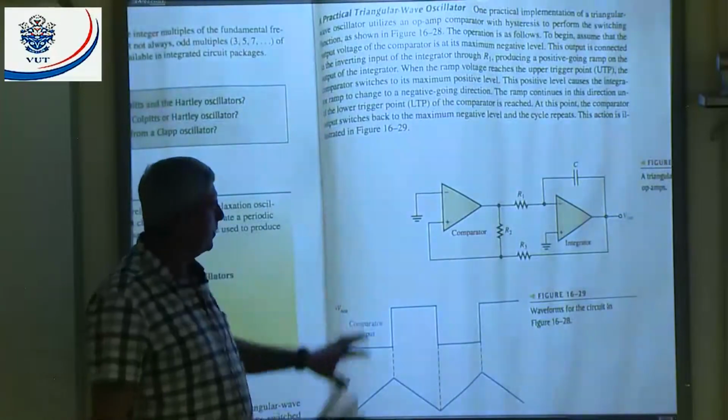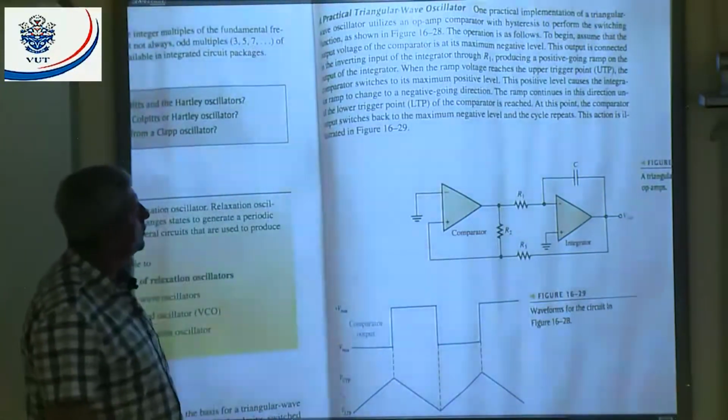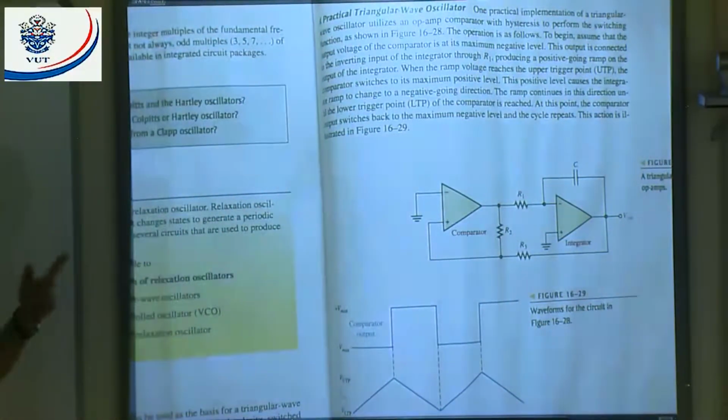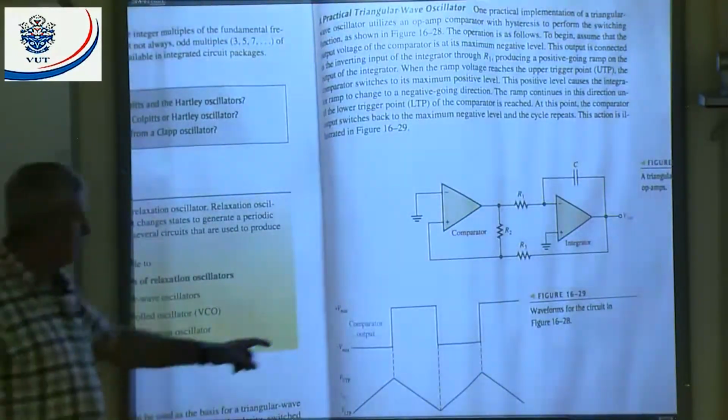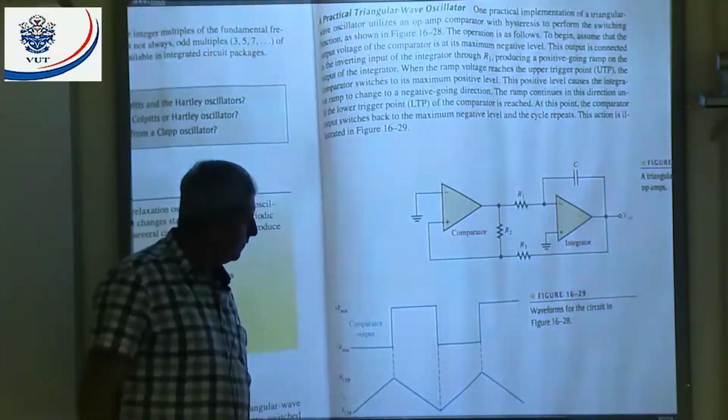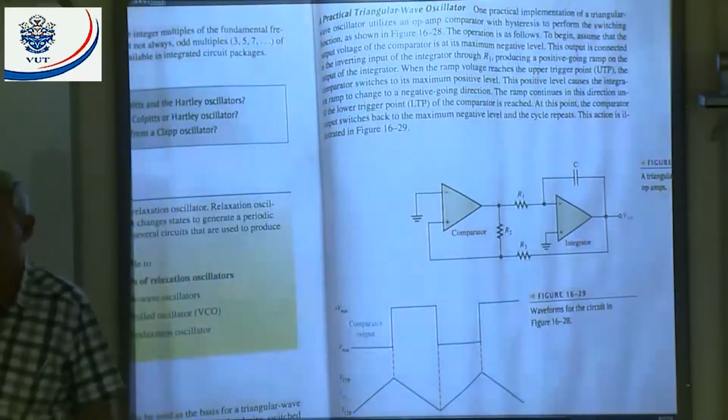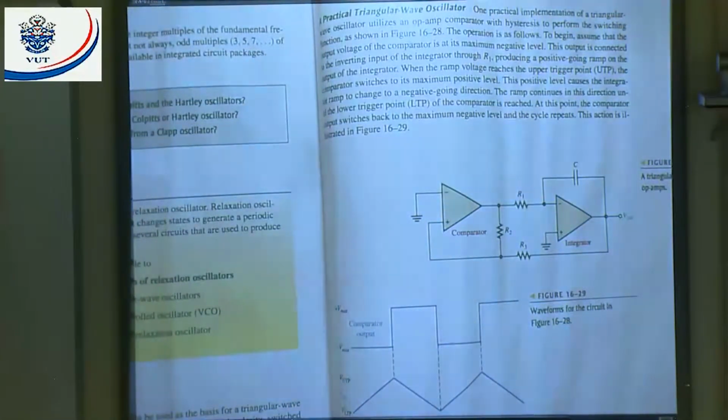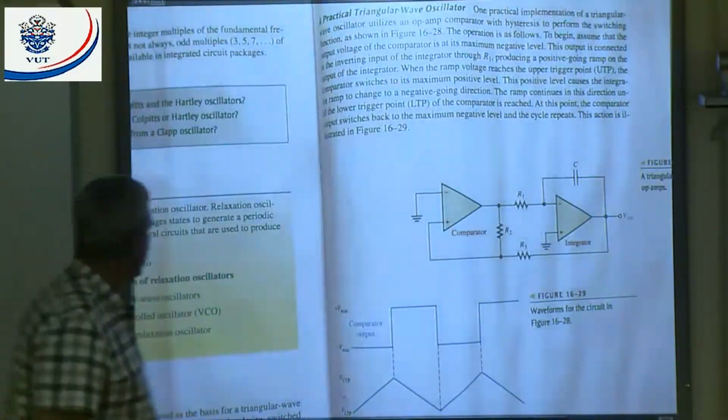All right. Now we just use the comparator to basically get a square wave, and then we will convert that to a triangular wave. All right. You with me? Yes. Any questions? We can also look at the trigger points.